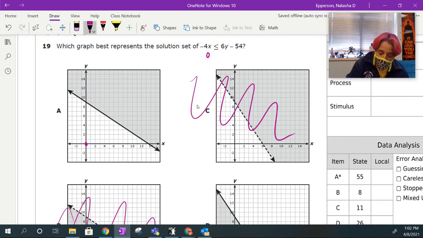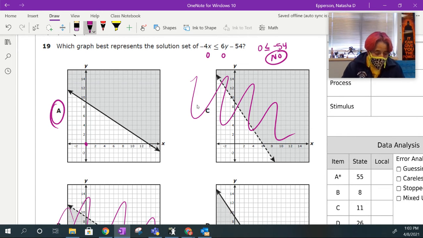So I'm going to plug in 0 for X and 0 for Y, and I'm going to see if that's true. So 0 less than or equal to negative 54. Is 0 less than or equal to negative 54? No. So that means 0, 0 is not a solution. So that gives me my answer choice A.